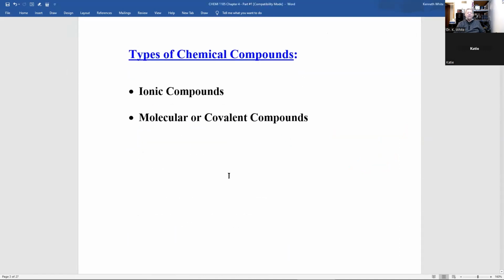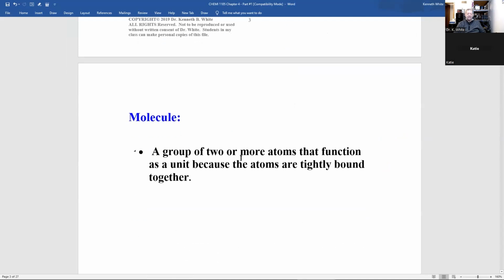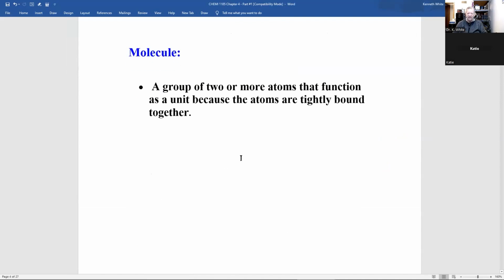Now, when we talk about chemical compounds, there are 2 types: ionic compounds, and the book calls the other type molecular. I like the name covalent chemical compounds. Now, I'm never going to ask you, but I will be using the term molecule. What's a molecule? That's a group of 2 or more atoms that function as a unit. They're held together because the atoms are tightly bound together.